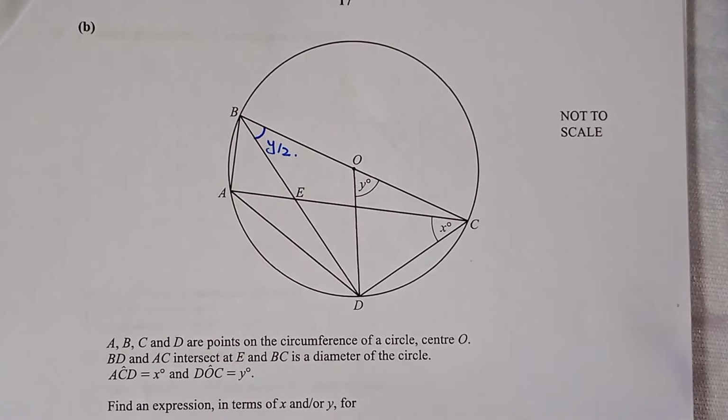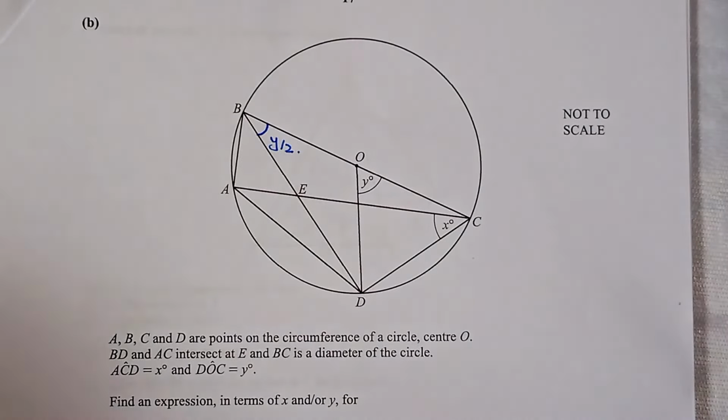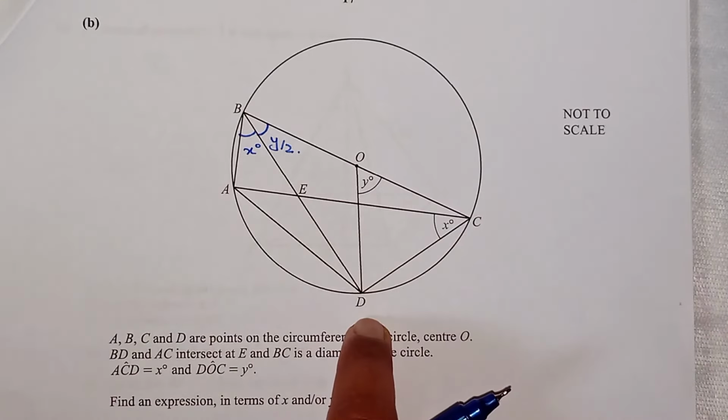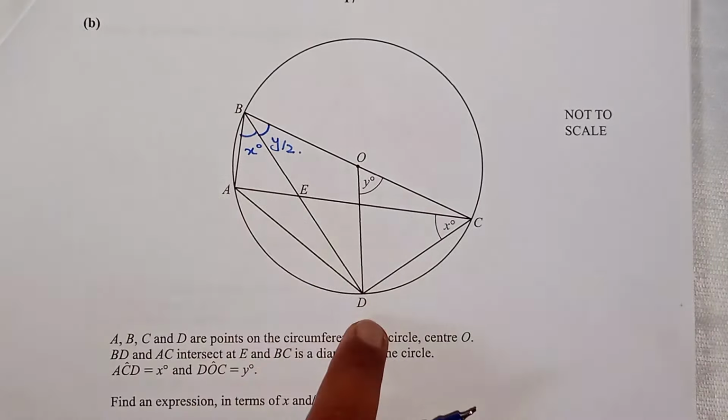Now for the second part, we need to find ABD. Okay, so let me figure out where ABD is. ABD, this angle. Okay, so as we can see, ACD is X degrees, so ABD is also X degrees. Why? Because ACD, this X, follows the segment AD, and this ABD also follows the segment AD. So when the angles lie on the same segment, those angles are equal. So this angle is X degrees.